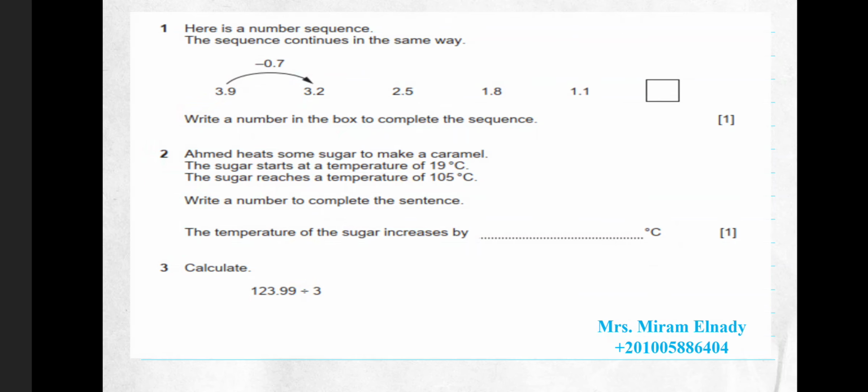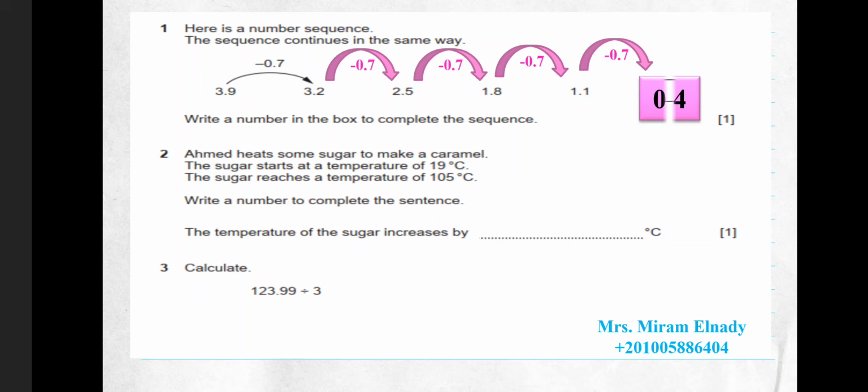Here is a number sequence. The sequence continues in the same way, starting from 3.9, and the rule is written already, negative 0.7. So every time we are going to take away 0.7 and so on. So when I say 1.1 minus 0.7, the answer will be 0.4.